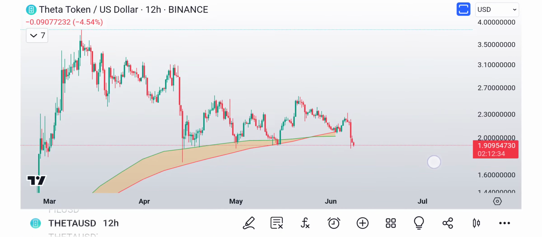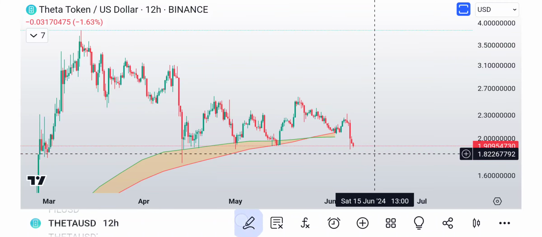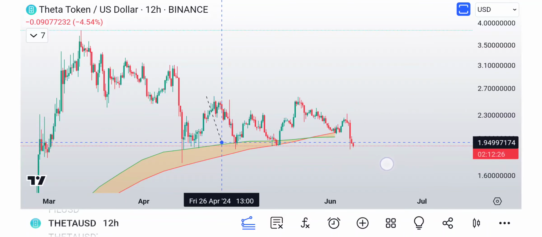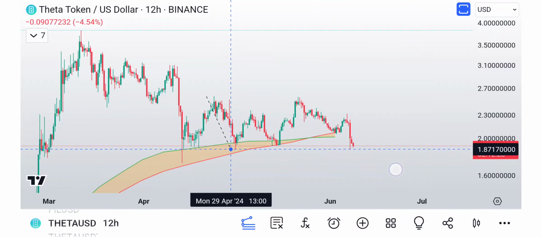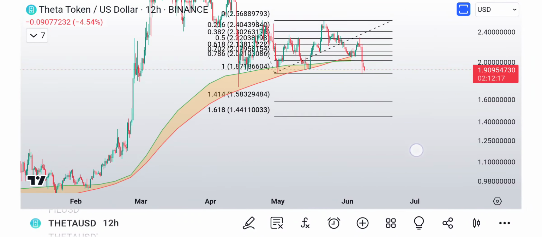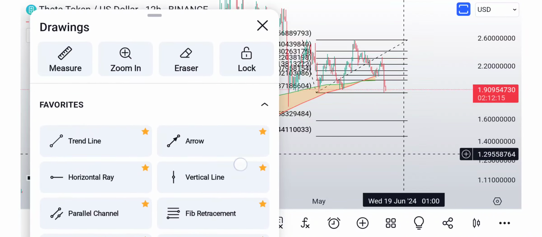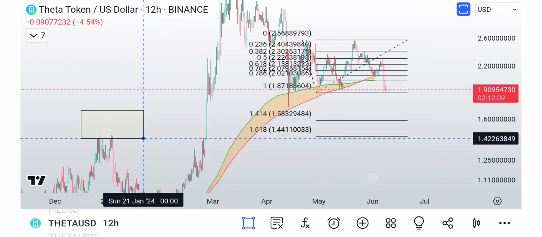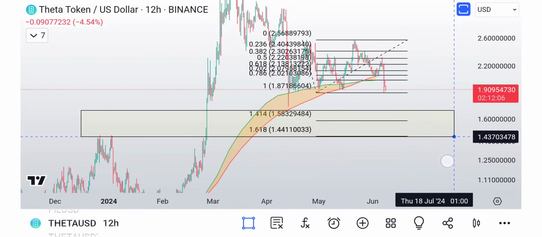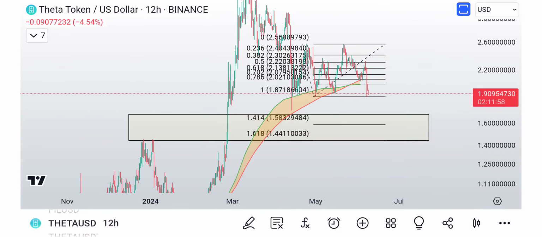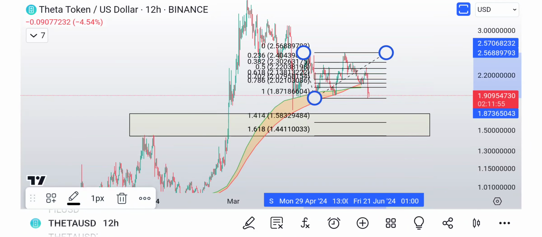So let's say we don't break to the downside, let's say the Wyckoff pattern fails. Then where can we target? Well, if I get a trend-based fib extension and I put it here to the top of this wave, to the bottom of this wave, back to the top of this wave, you can see the 1.414 and the 1.618. So I would say between $1.40 and $1.60, somewhere in that box.